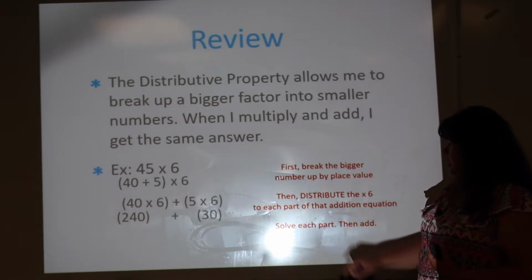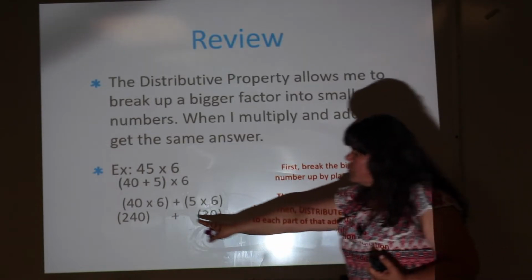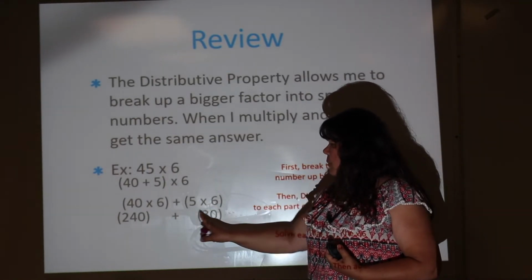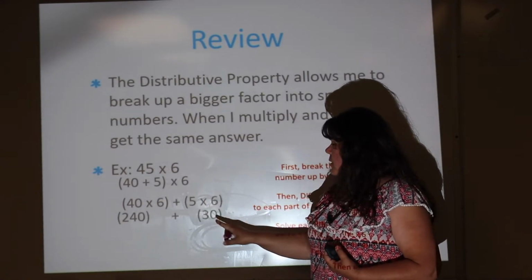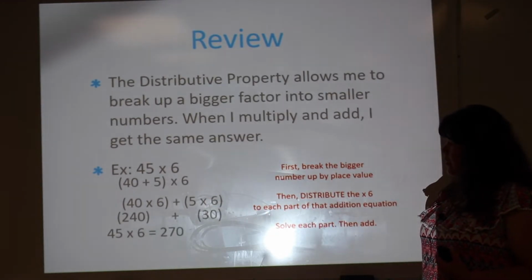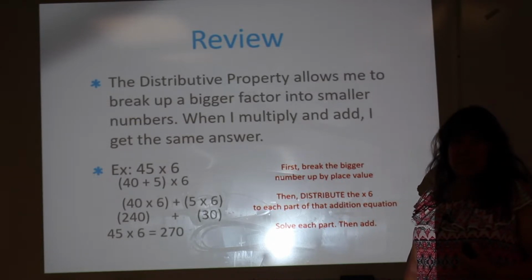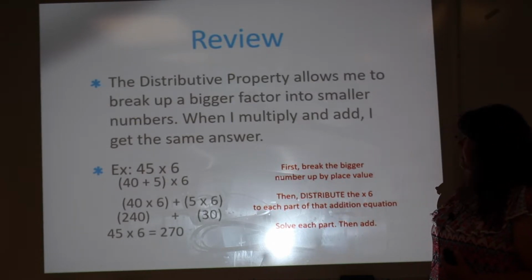Okay, I'm solving for each part. So I've got 240 is my answer here, and then I've got the plus 5 times 6 is 30. Add those up together and you end up with 270. So 45 times 6 is 270.